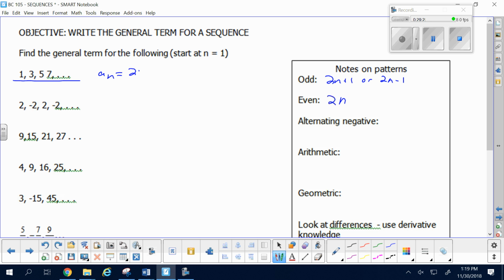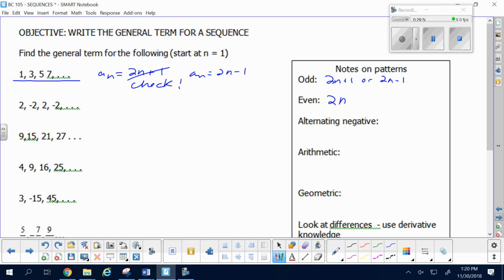So yeah, let's try, say you tried 2n plus 1. Would you write yourself a note? Always check. You should always check after you write a rule that your rule works for at least 2 terms. So if n equals 1, you're supposed to start with n equals 1. If n equals 1, does my rule work? No, I get a 3, so that's not working.